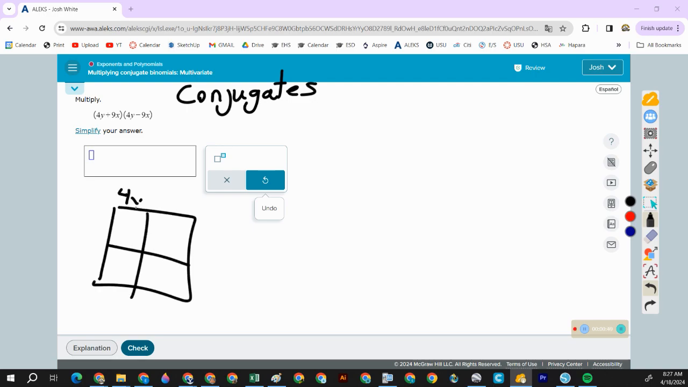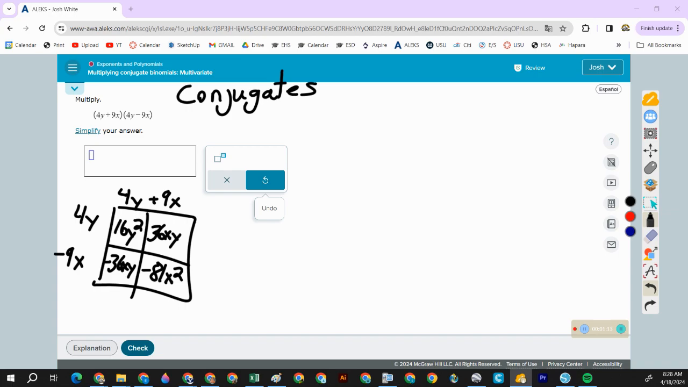So 4y plus 9x and 4y minus 9x. So 4y times 4y is 16y squared. 4y and 9x make 36xy. Negative 9x and 4y makes negative 36xy. And negative 9x and 9x make negative 81x squared.